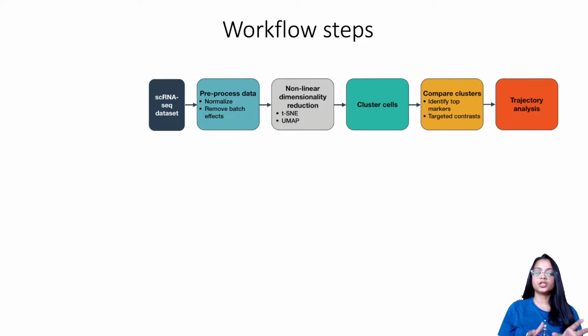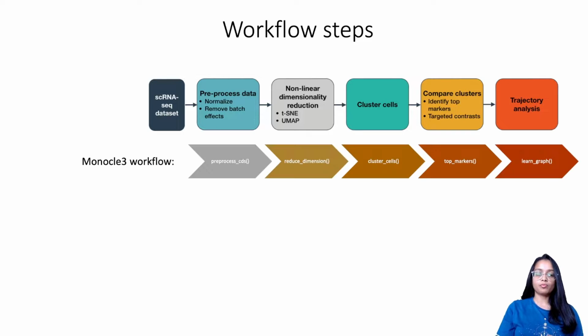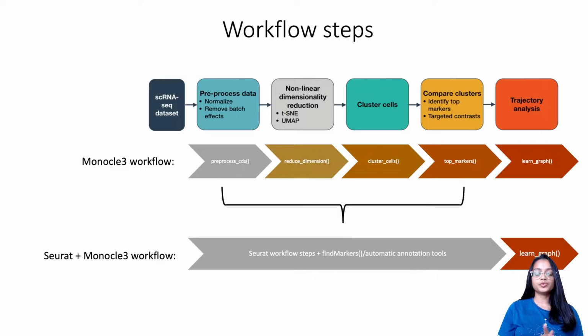So trajectory analysis is usually performed after clustering your cells and annotating your data set. Monocle has functions to process your data, to perform non-linear dimensionality reduction, to cluster your cells, to identify top markers, and to perform trajectory analysis. But today we are not going to use all the Monocle3 functions. We are going to use Seurat. The data we are using today is already annotated. So to perform pre-processing, non-linear dimensionality reduction, and clustering, we will be using Seurat, and then we will move on to Monocle3 to perform trajectory analysis.